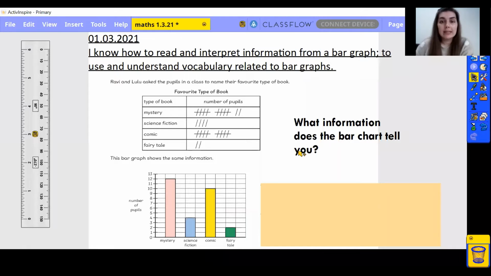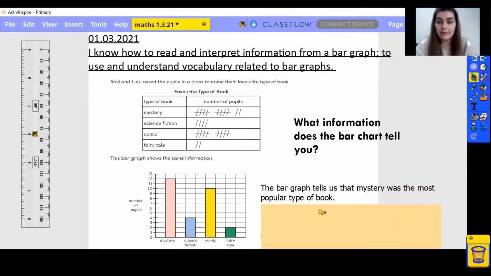Okay, so let's have a look at some possible things that you have gathered from the bar graph. So looking at this bar graph, I can see that mystery is a very popular type of book and the most popular actually, because 12 children liked mystery books. So that was my first sentence. The bar graph tells us that mystery was the most popular type of book. And then with that question in mind, the least popular was fairy tales. That was my second sentence. The least popular type of book is fairy tales.